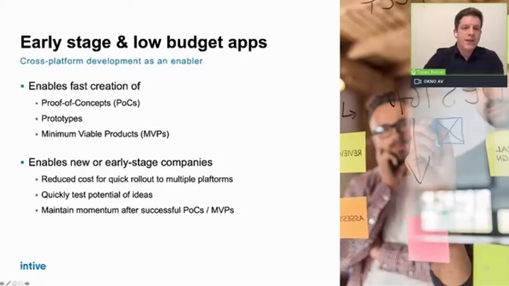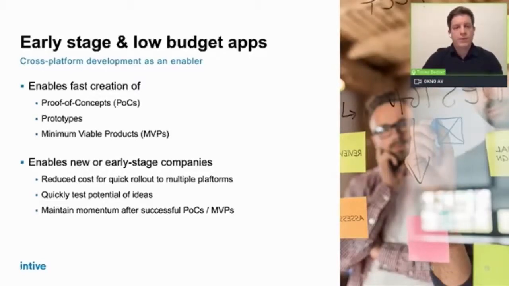It also can be seen as an enabler for companies, especially for new or early stage companies, because you have a reduced cost for quick rollout to multiple platforms. You don't need that big of a team. You just need a few developers to build an app for both platforms, and you can quickly test the potential of your ideas. And one thing not to forget is, if you create a POC or an MVP and you learn that your idea is working, that users like it and want to see more of it, using cross-platform development tools, you can maintain the momentum after a successful POC or MVP.